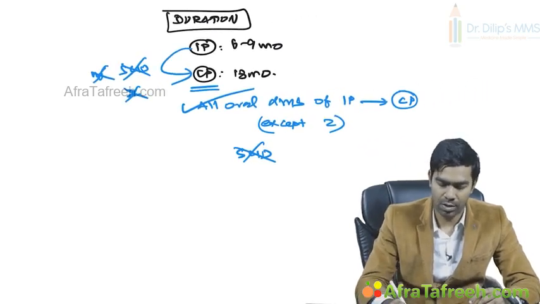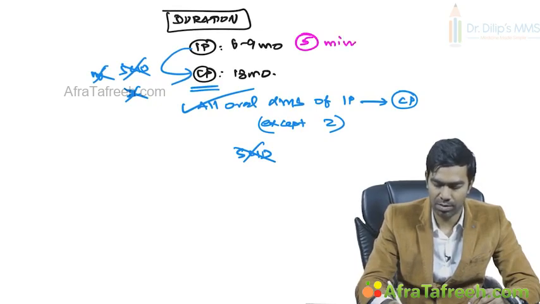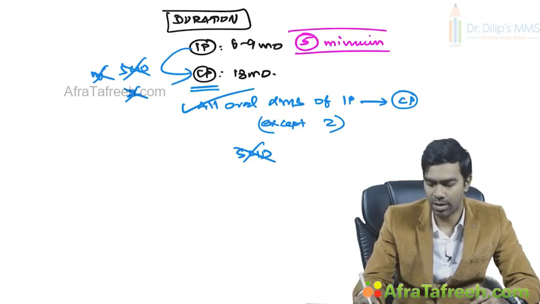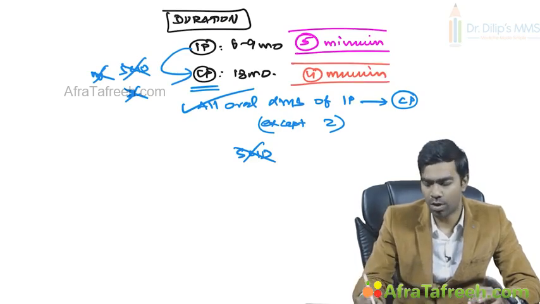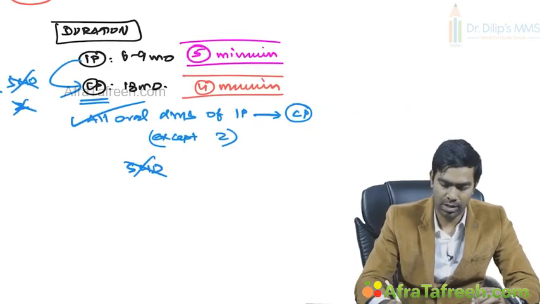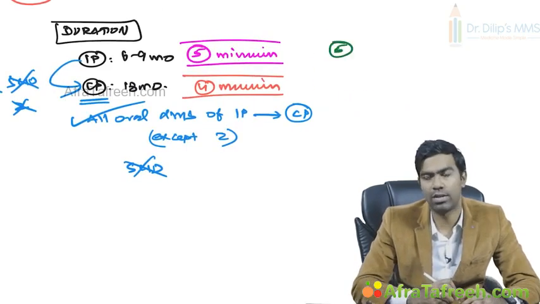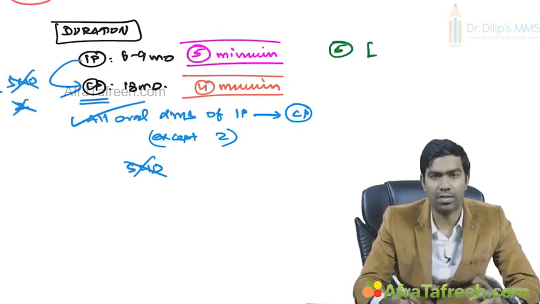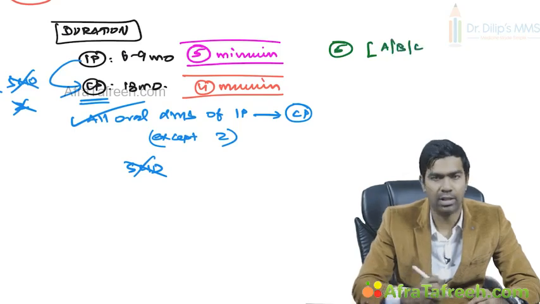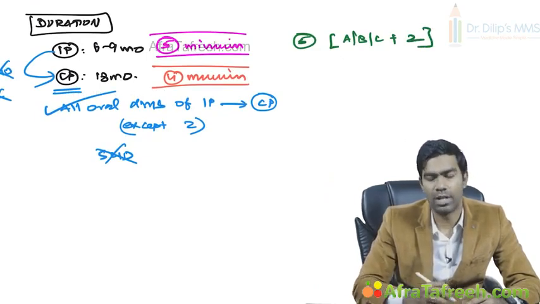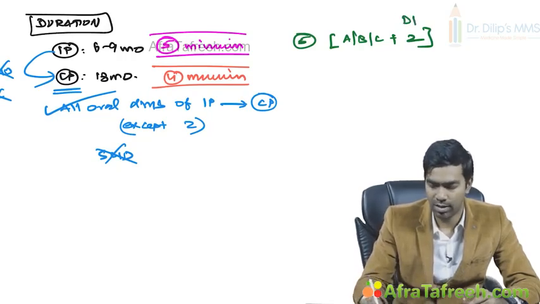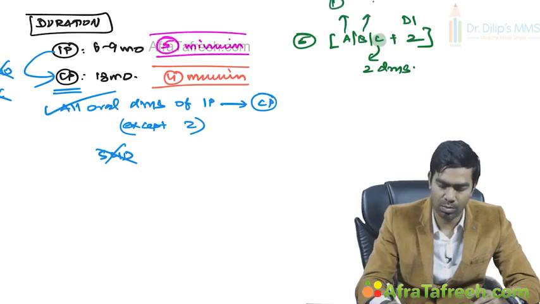But make sure, I told you minimum 5 drugs in the intensive phase, but similarly, you have to use at least 4 drugs minimum in the continuation phase. There's one small problem in that. Suppose you are using 5 drugs, this is a small example I'm giving, in the intensive phase, which includes drugs A, B, C, and Z from D1. From group C you are using 2 drugs, from group A you are using 1 drug, and from group B you are using 1 drug.